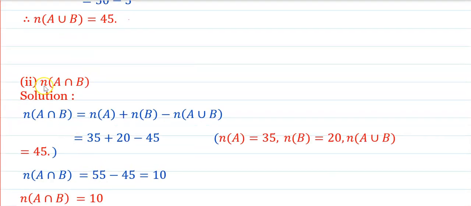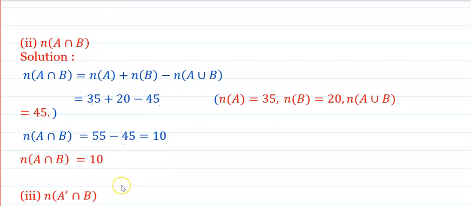Now next, N of A intersection B. This is the normal addition formula. N of A intersection B is N of A plus N of B minus their union. N of A is 35, N of B is 20, minus their union, which is 45. If we add these two, you will get 55. 55 minus 45, then you will get 10. Therefore N of A intersection B is 10.